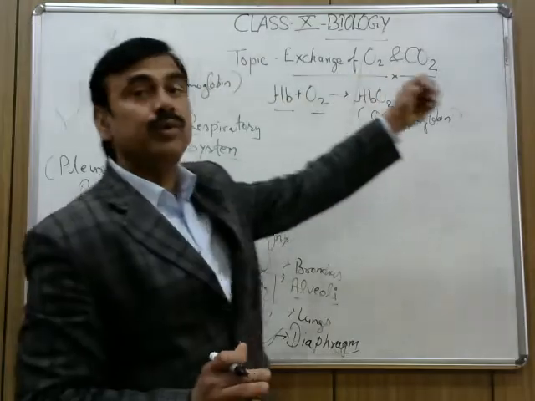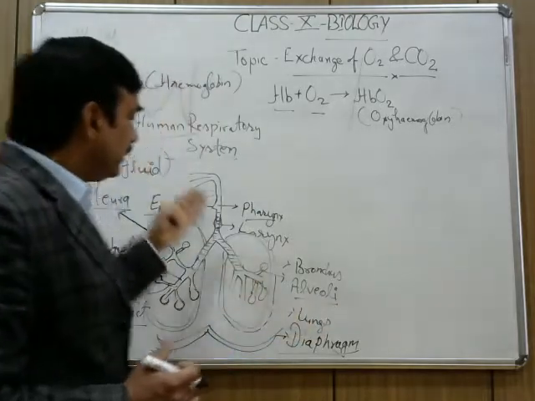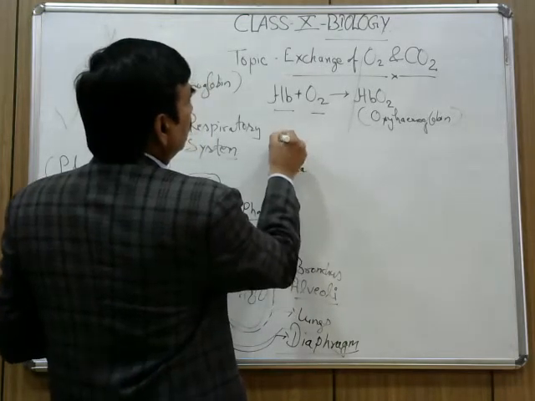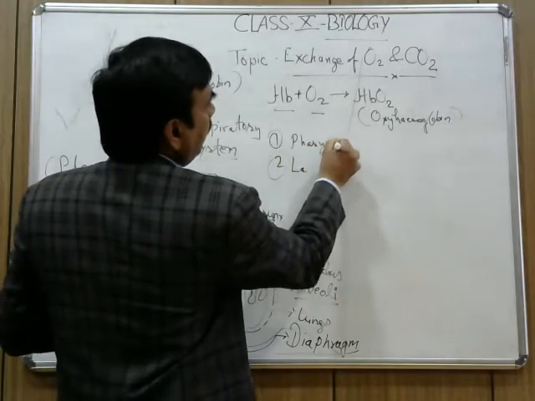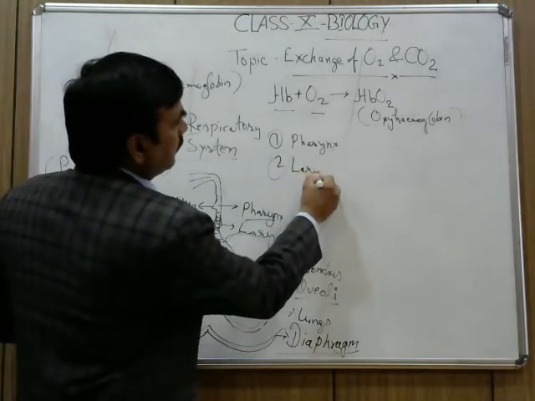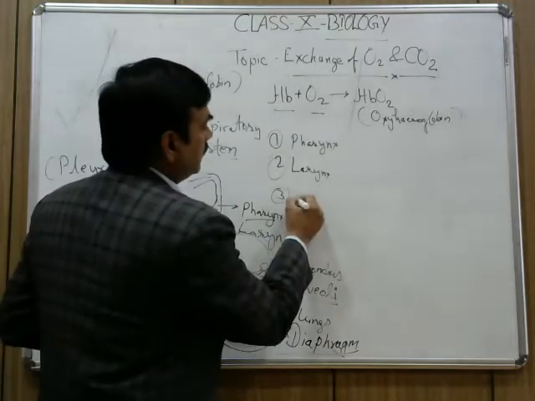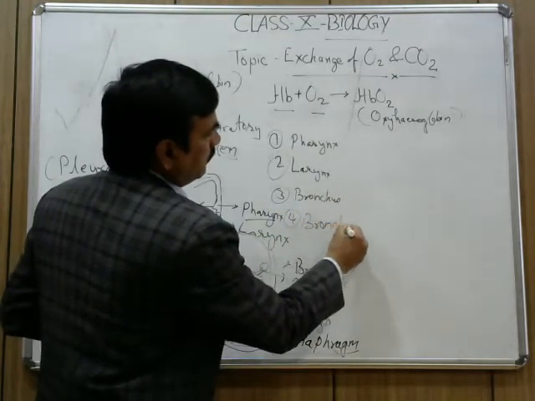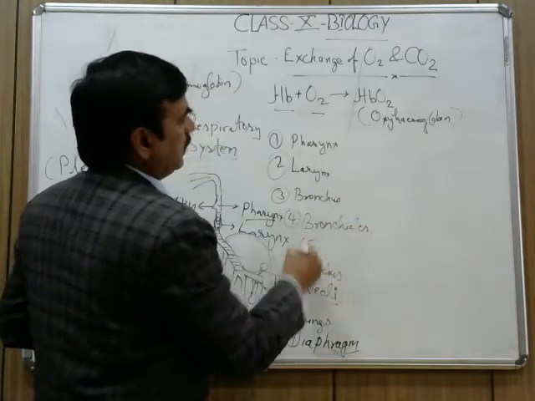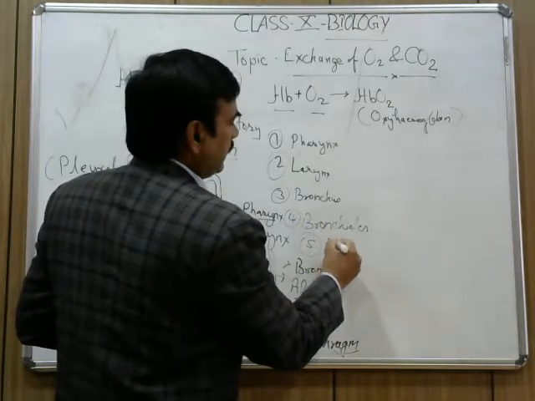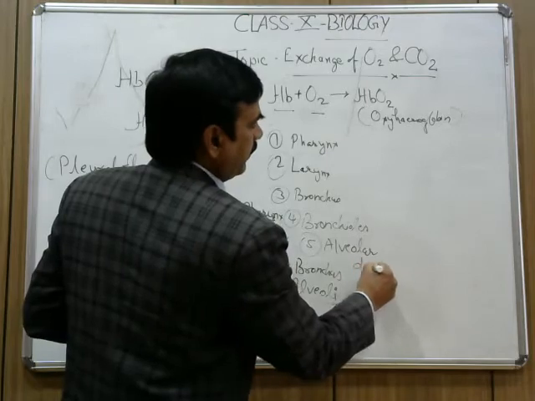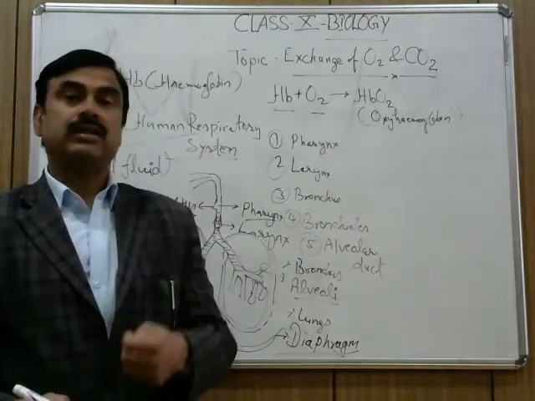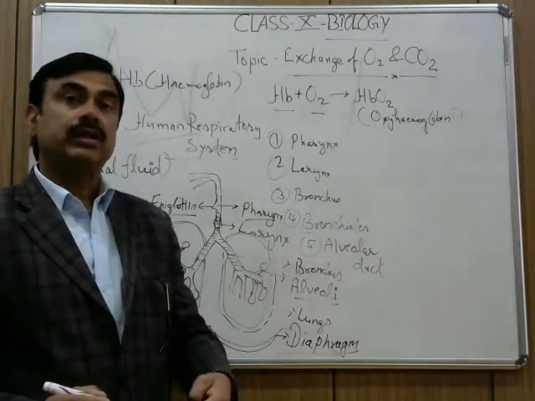When I start the exchange of O2 and CO2 in our body, you have to remember this pathway: number one, pharynx, then after pharynx, larynx, then bronchus, number 4, bronchioles, number 5, alveolar duct, and the last one is the unit of the respiratory system, that is the air sac, or you can call it alveoli.